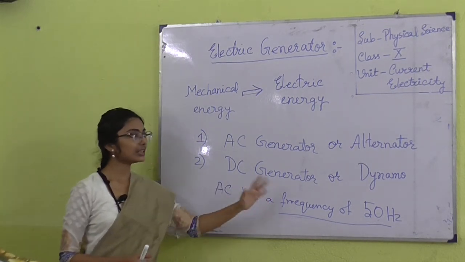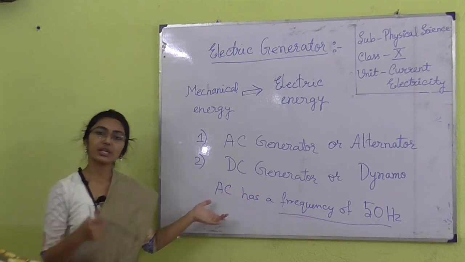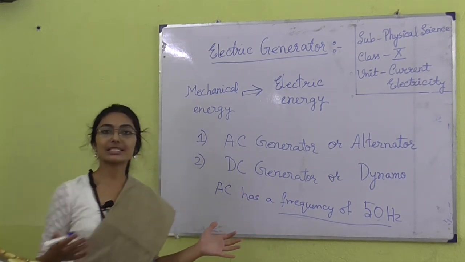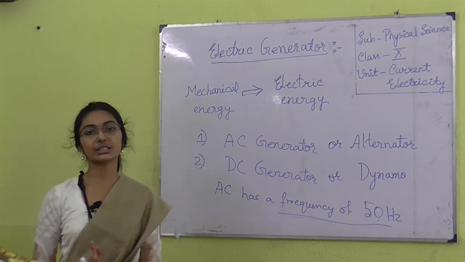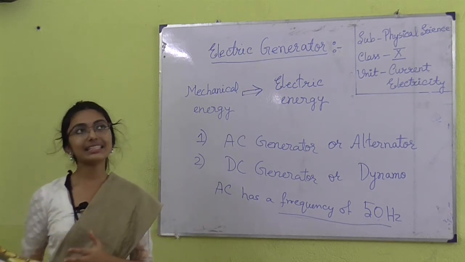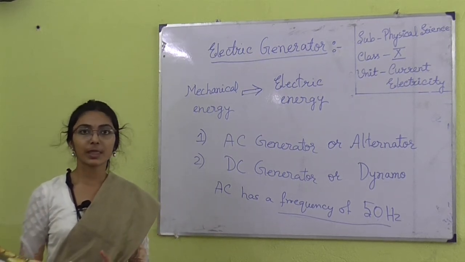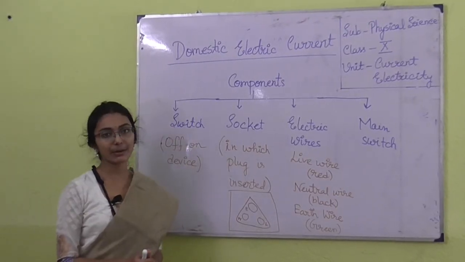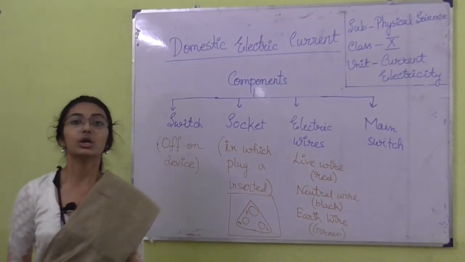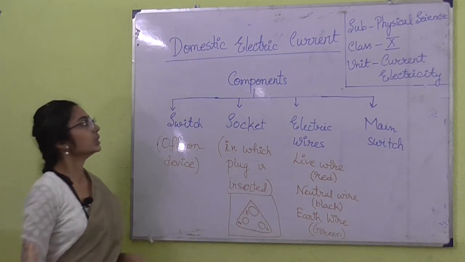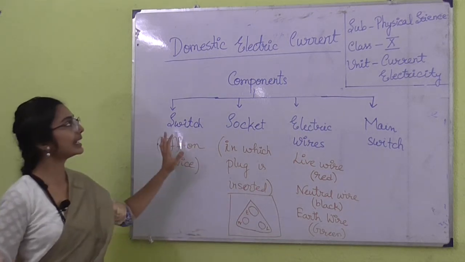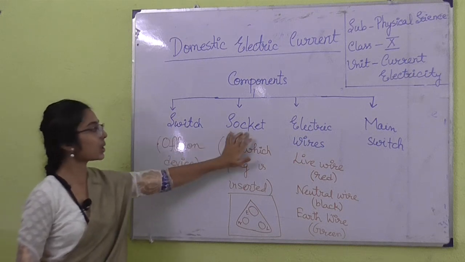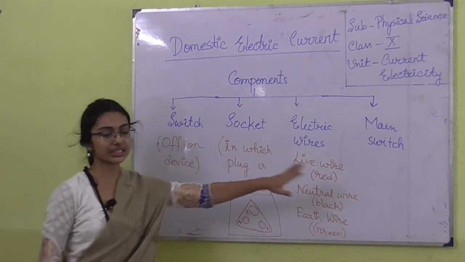And in a DC generator, a direct current is always generated. AC is used in power stations, and from those power stations we get the electricity that is used in our homes. Okay, we are discussing the domestic electric circuit. So what are the components of an electric circuit? The components of electric circuits are switch, socket, electric wires, and main switch.